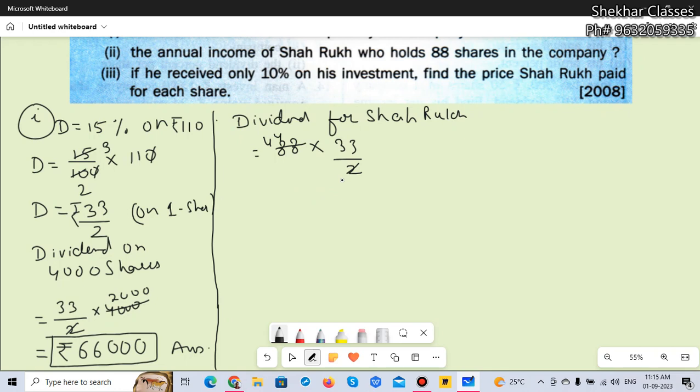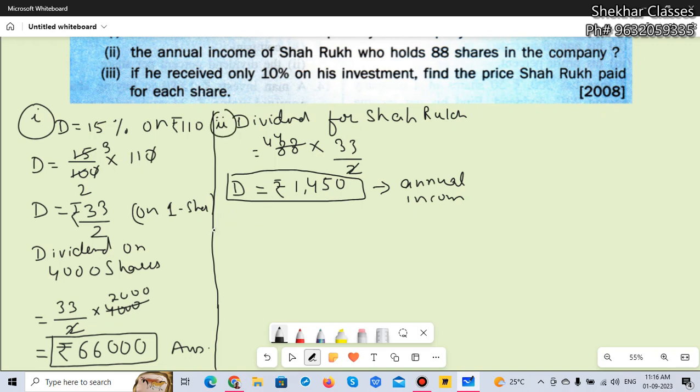So if we calculate that, how much do we get? We get 1,452 rupees for Shahrukh. This is his annual income. Now the next question is, if he receives 10% on his investment, find the price Shahrukh paid for each share. So this is the second question that we did. Now the third question says what?